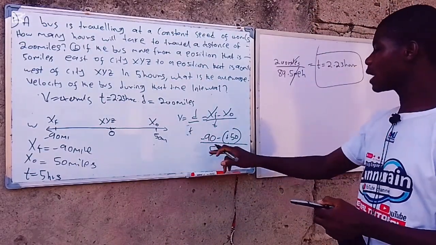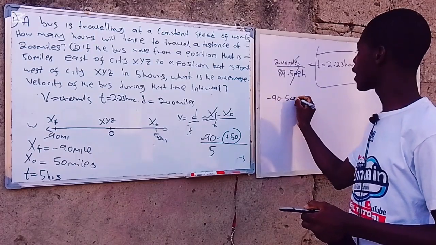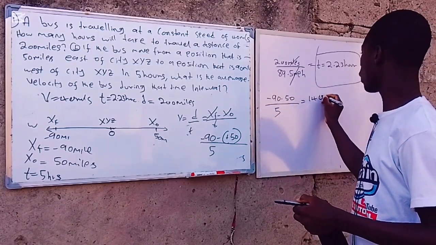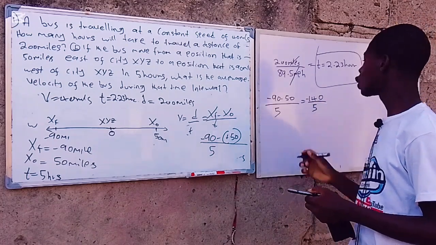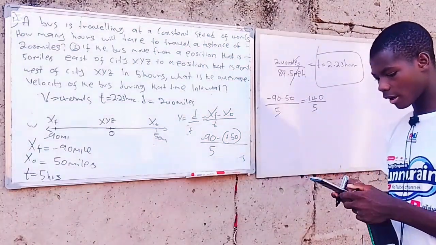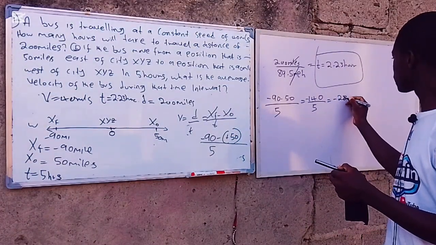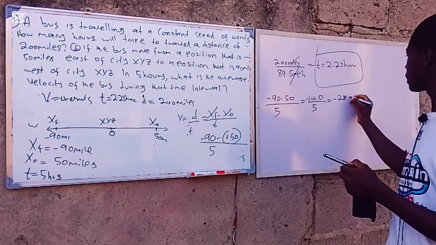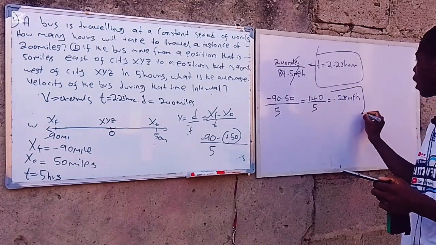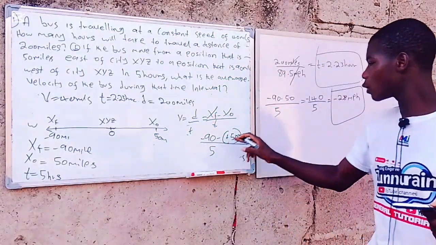So this is the same thing as saying minus 90 minus 50, divided by 5. This is the same thing as minus 140 over 5. So minus 140 divided by 5 should now be minus 28 miles per hour.